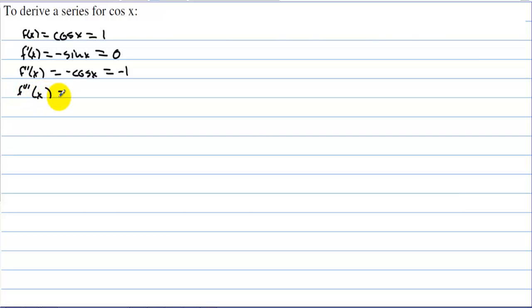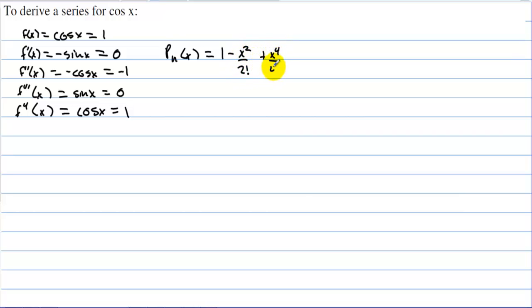The third derivative of x is equal to sine of x, that's sine of 0, 0. And then the fourth derivative, we are right back to where we started at cosine of x, and cosine of 0 is 1. So the polynomial that estimates this function is equal to, we start with 1, and then we have minus x squared over 2 factorial, plus x to the fourth over 4 factorial, minus x to the sixth over 6 factorial, plus keep on going in that manner.